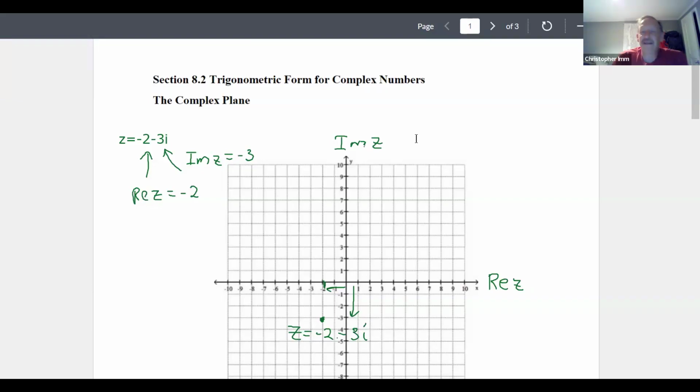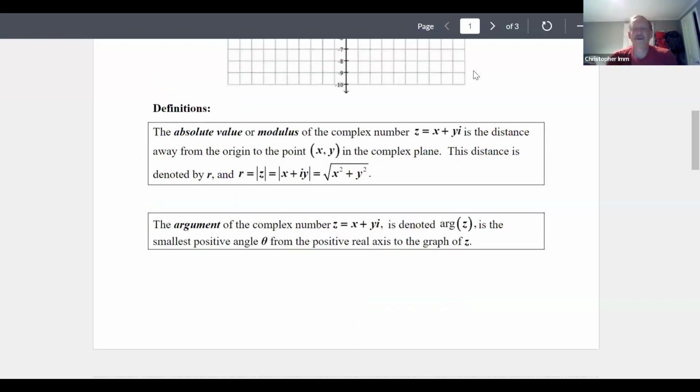You might find that all the real numbers will actually be on the real axis, and all the imaginary numbers without a real part will be on the imaginary axis. We'll check this out as we go through the section. When looking at these numbers in the complex plane, we have some definitions that we can use just like vectors.